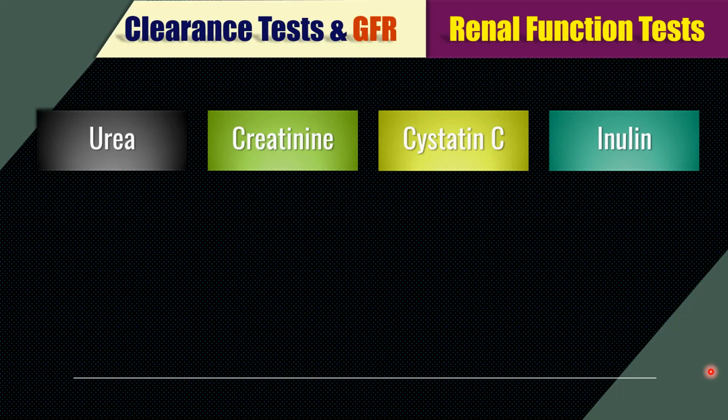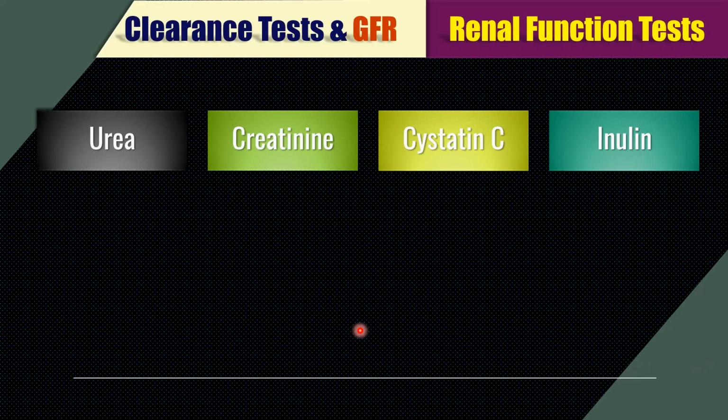For the clearance test, we can use different substances or markers, and these markers should be freely filtered by the glomerulus and neither reabsorbed by the tubular cells nor secreted by the tubular cells. If these three conditions are satisfied, it will be a good marker. And apart from that, it should be endogenously synthesized. That means it should be derived within the body as a result of metabolism.